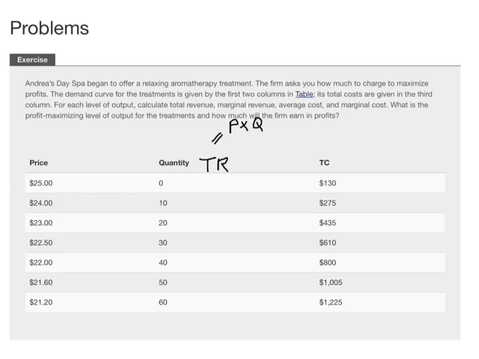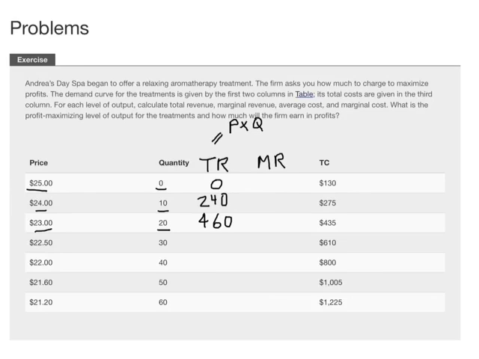So I won't do this for every example, but if we have a price of 25 and a quantity of 0, total revenue is 0. If we have a price of 24 for each spa treatment and we sell 10, 24 times 10 is 240. If price is 23 and we sell 20, that is 460, and so on. And then marginal revenue, we're asked to calculate marginal revenue.